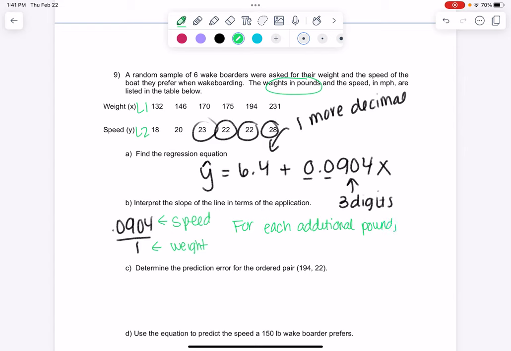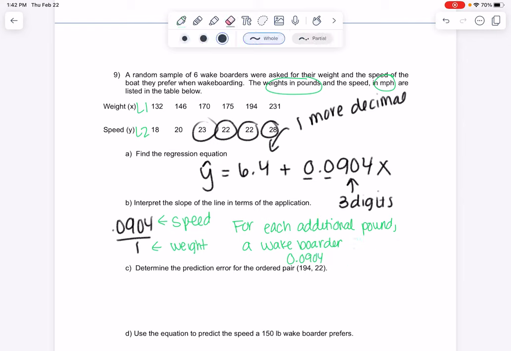a wakeboarder prefers 0.0904, and it looks like it's in miles per hour more of speed. Or maybe their preference increases. It's kind of awkward to read. Let's say preference increases by 0.0904 miles per hour.